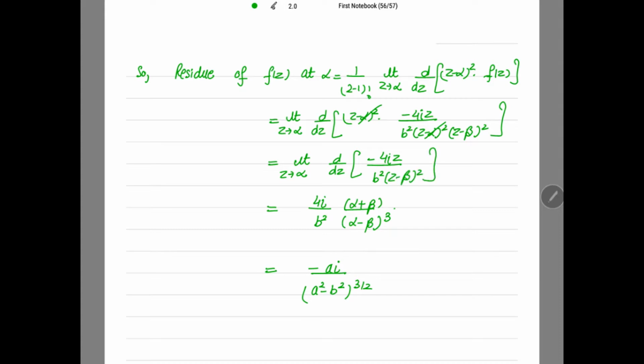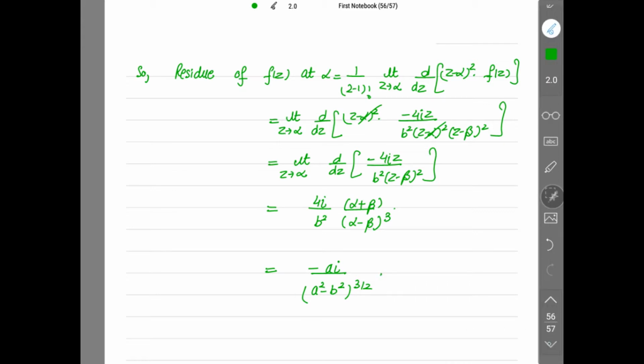Just differentiate this, you will get this thing, and alpha plus beta, find out the sum of the roots, find out the difference of the roots, write down their values, and you will be getting this.